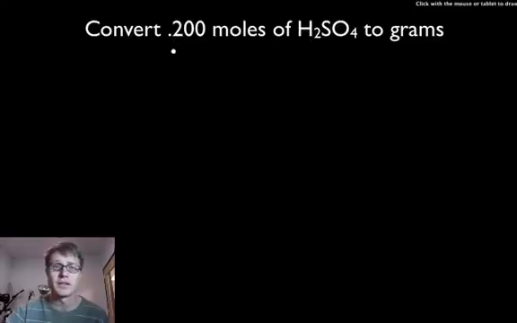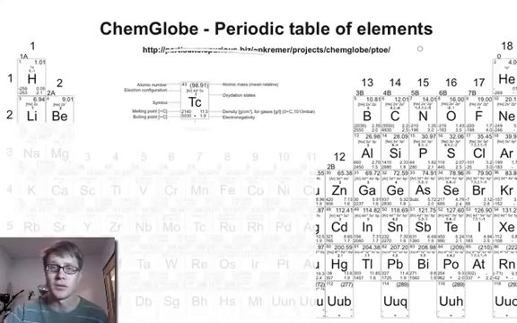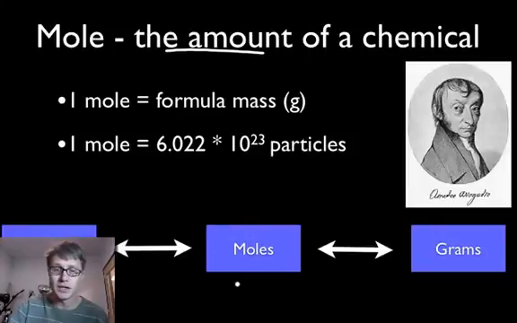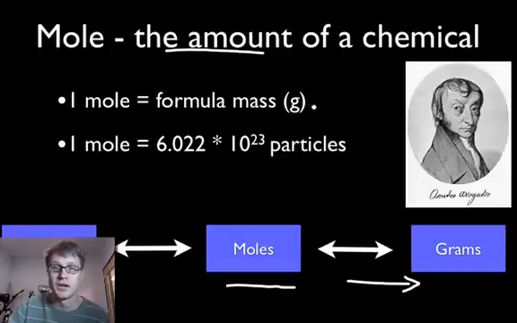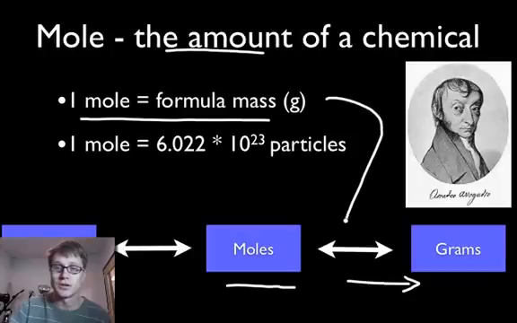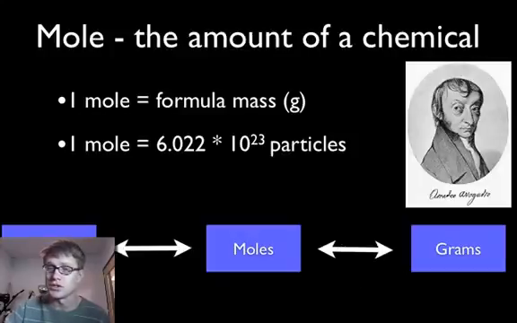And so let's say we have this. Convert 0.200 moles of H2SO4 to grams. And so if I go back and figure out where I'm going to go, well, right here they're telling me I've got moles and I want to get all the way to grams. And so which one of these am I going to use? We're going to use this first conversion, where one mole is equal to the formula mass. So we're going to use that conversion right here.